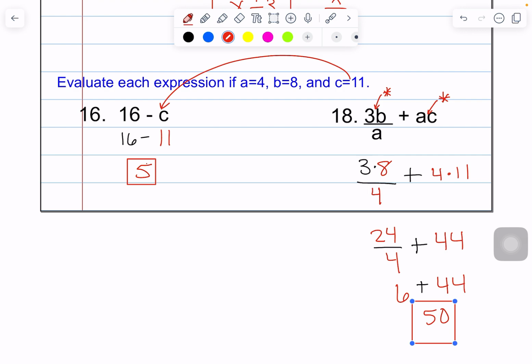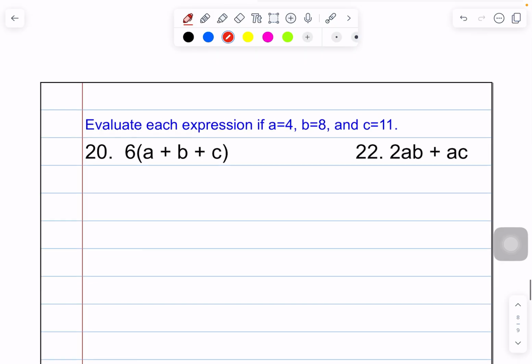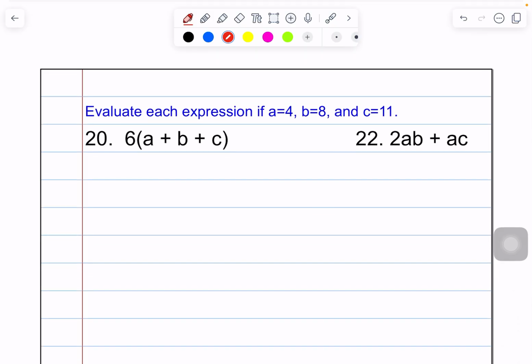Questions there? All right, just a couple more left. In number 20, I have 6, and then I am adding A, B, and C together. In this case, A is 4, B is 8, and C is 11. It is helpful for you to do just 2 at a time. That way, if you make a mathematical error, it is easy for me to see and catch. But 4 plus 8 would be 12. And now when I add the 12 and 11 together, I end up with 23.